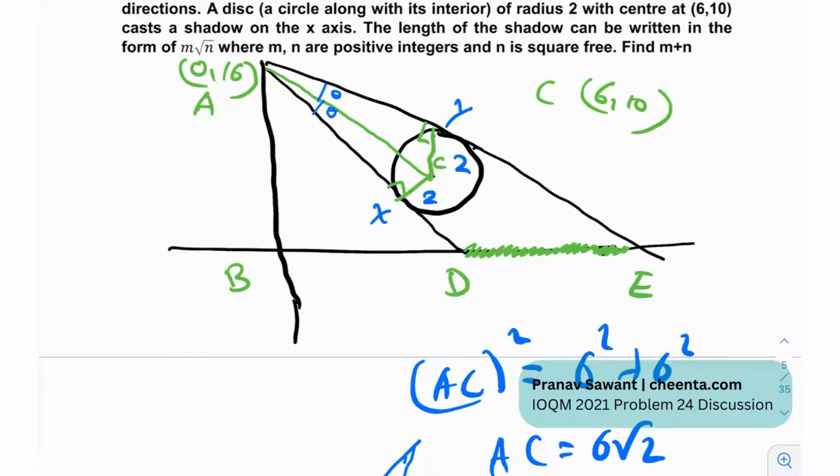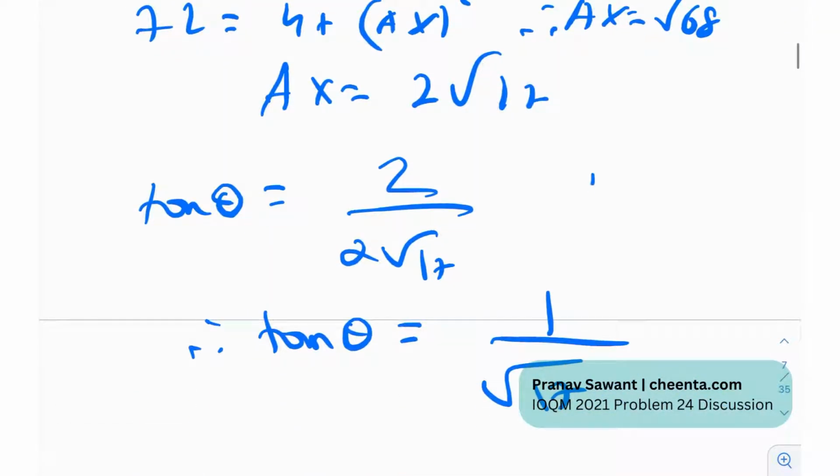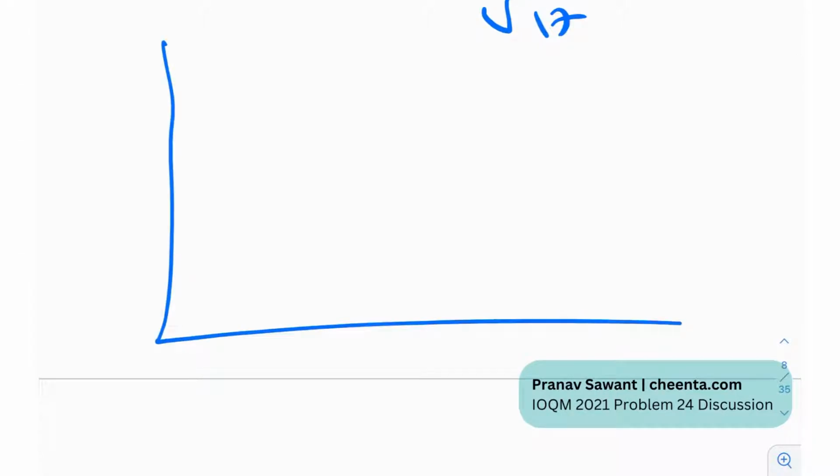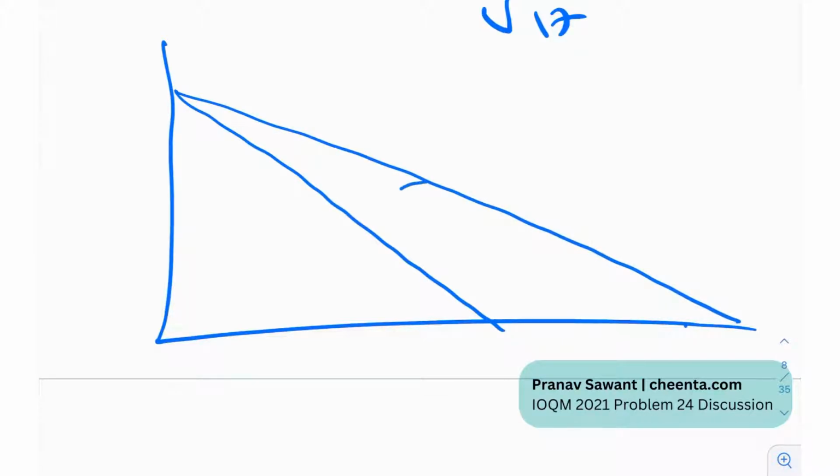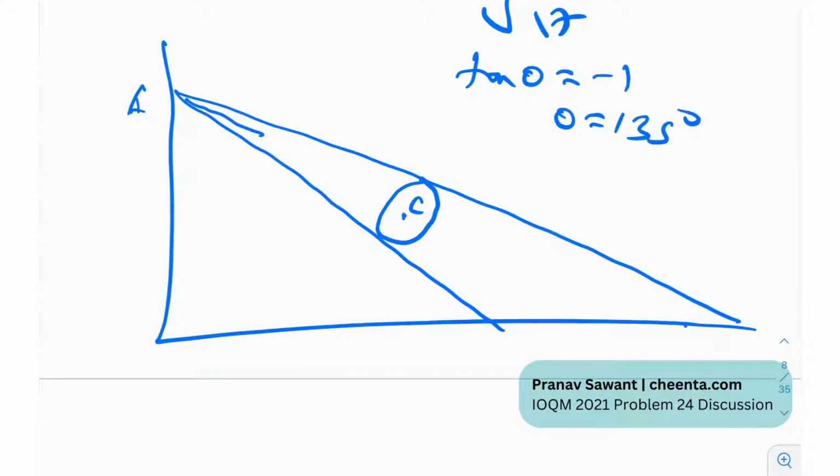Now, what will be the slope of line AC? Slope of line AC will be 10 minus 16 over 6 minus 0. So slope of line AC essentially is minus 1. How does that help me? Because if I just redraw this diagram over here, we had something that looks like this. This is A, this was point number C. The slope of line AC is minus 1. So if the tan of the angle is minus 1, so the angle is 135 degrees. So effectively, if this is AC, then this becomes 135. Now, what is this? And this is 45.